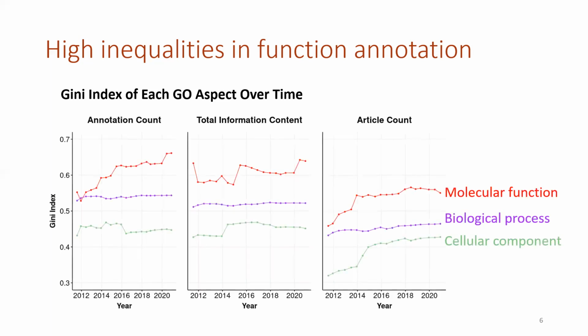We can see here high inequalities in all metrics across all aspects suggests that we repeatedly study the already annotated proteins, which worsen the gap in knowledge. Also, if you look at the red line of molecular function aspect, we accumulate annotations more strongly in counts for the highly annotated proteins in the left figure, but there is no corresponding increase in the information content or the depth of knowledge of these proteins in the middle figure.